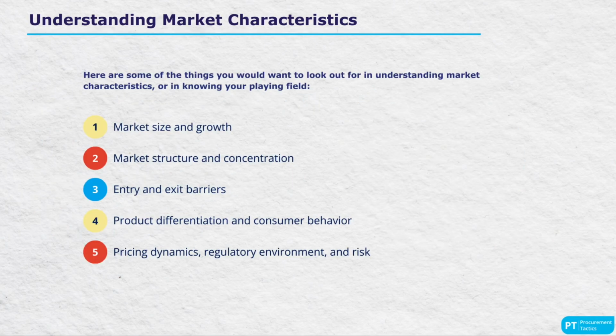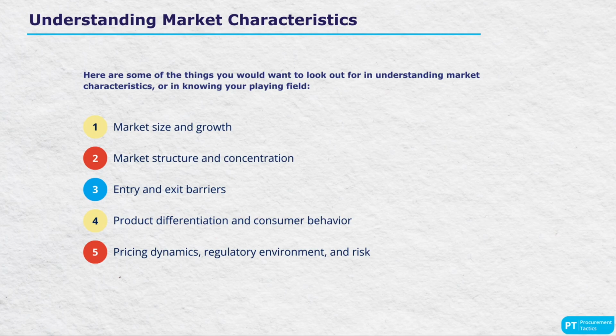Something you have to understand about category management is that you need to be informed. Information such as the unique features and attributes of your market. In short, you have to understand market characteristics. Knowing the playing field and shaping your category plans to fit that playing field significantly increases your procurement success. Here are some of the things you'd want to look out for in understanding market characteristics or in knowing your playing field.